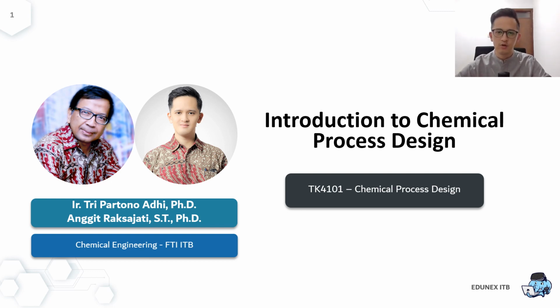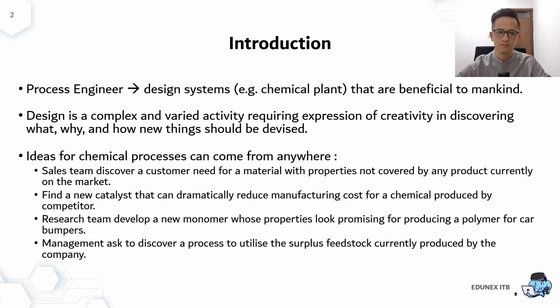In this video, I'm going to present you an overview of Introduction to Chemical Process Design. So one of the roles of chemical engineers is to design a system, for example, a chemical plant that is beneficial to mankind and also has to be economical. Design is a complex and varied activity requiring expression of creativity in discovering what, why, and how new things should be devised. Ideas for chemical processes can come from anywhere.